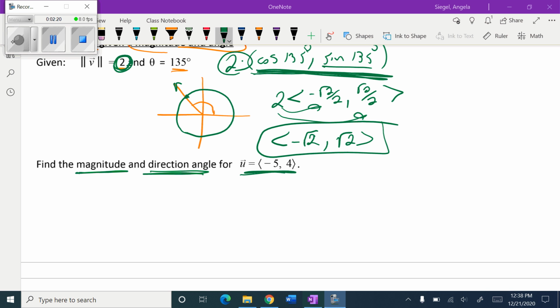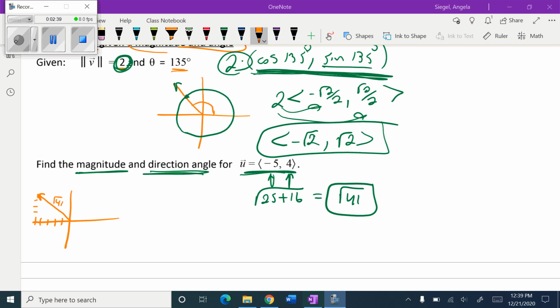Do you guys remember how to find the magnitude? Think about the Pythagorean theorem. We're going to square this and square this, so I have 25 plus 16, and we take the square root of that. So our magnitude is the square root of 41. This is what we have so far. I wanted to give you a visual. When we're trying to find the direction angle, I want that angle right there.